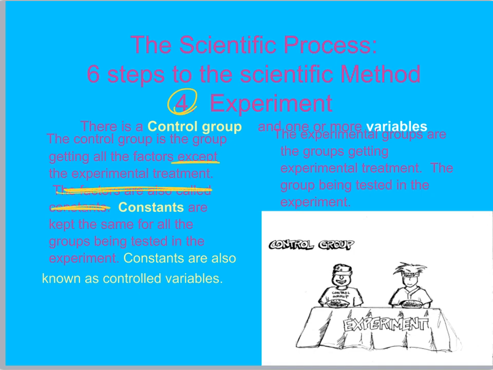So constants are the same for every group being tested. Another name for a constant is a controlled variable. Do not get a controlled variable mixed up with a control group. Let me explain the difference.